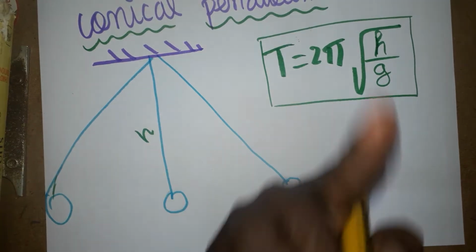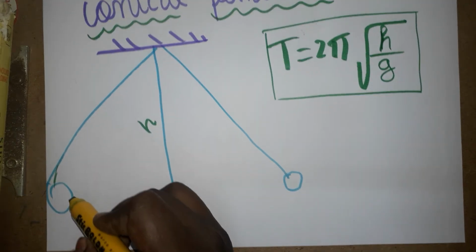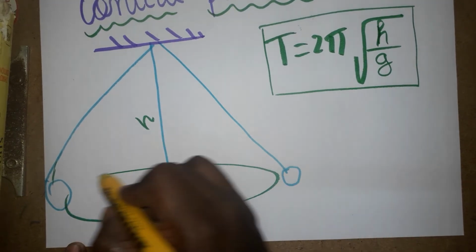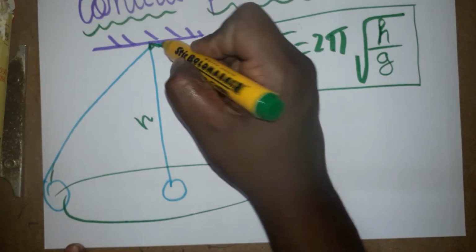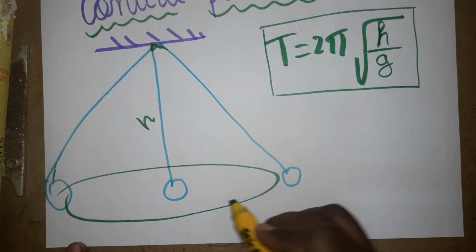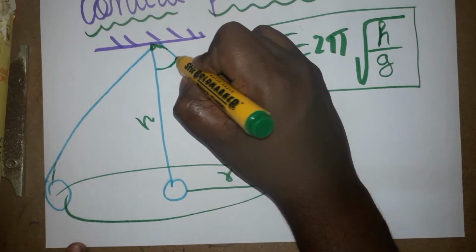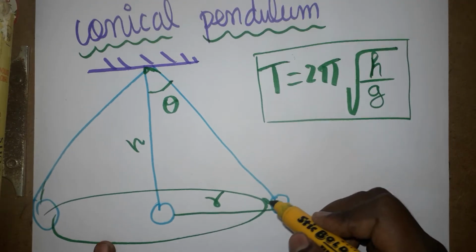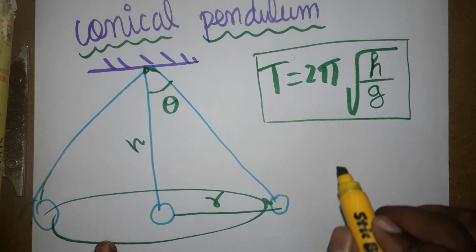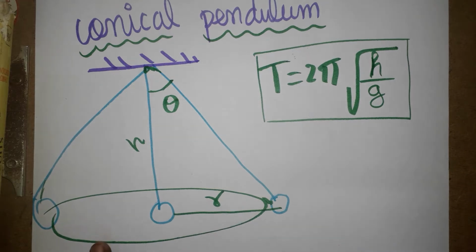When the pendulum is oscillating like that, it is not a conical pendulum. When the pendulum is moving in a circular motion like this, it is a conical pendulum. I consider h as the height of the pendulum, and the circle radius I take as r. This is theta. Now we are going to calculate how much time it takes when the pendulum is rotating in a conical shape. In this video we are going to learn how to derive this particular equation.